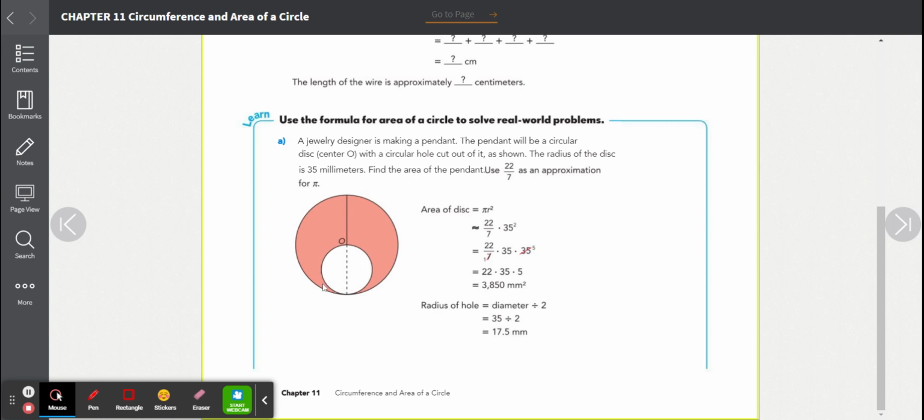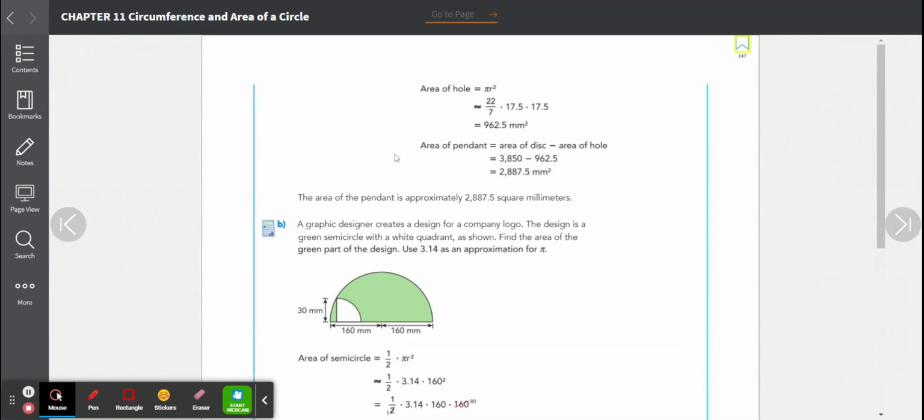Then we have the area of the hole. So we're going to do diameter divided by 2 so that we can find the radius of the smaller shape, which is going to give us 17.5 millimeters. And then we're just going to plug that in. So when we plug that in, again, drop all the numbers in, it gives us 962.5 millimeters squared. So in order to find the area of the pendant, you're going to take the area of the disc and subtract the area of the hole from it.